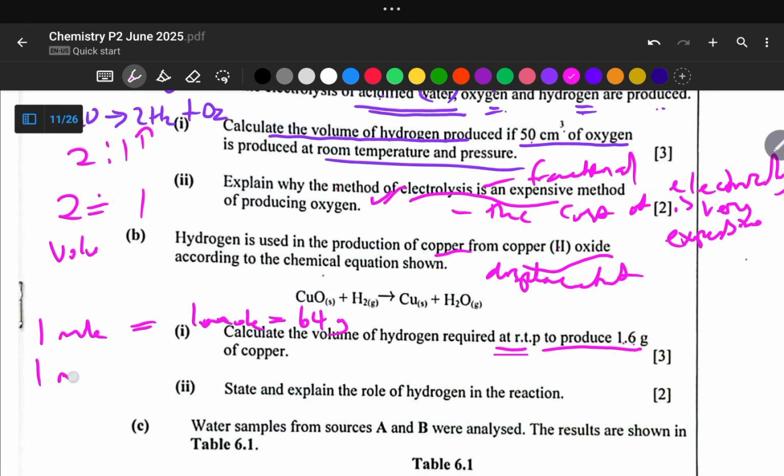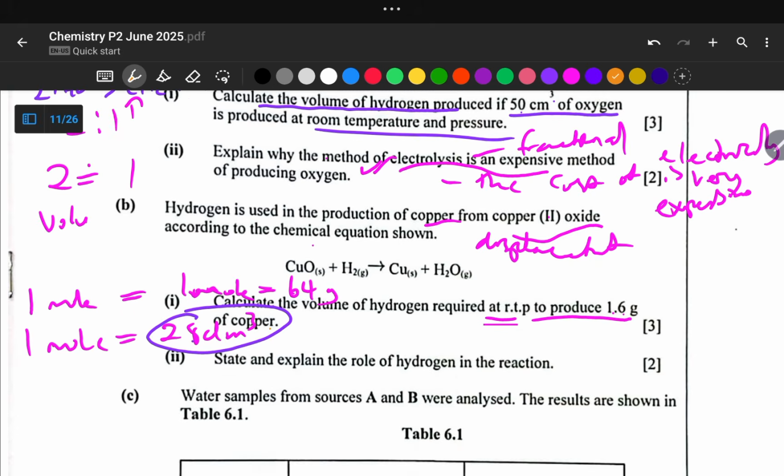The volume of 1 mole at RTP is equal to 28 cubic decimeters. This volume differs with the exam board: for Cambridge it's 24, but for ZIMSEC it's 28. So you need to stick to your exam board. The purpose of these discussions is for you to have understanding, not cramming papers, right? So you need to stick to your exam board here.